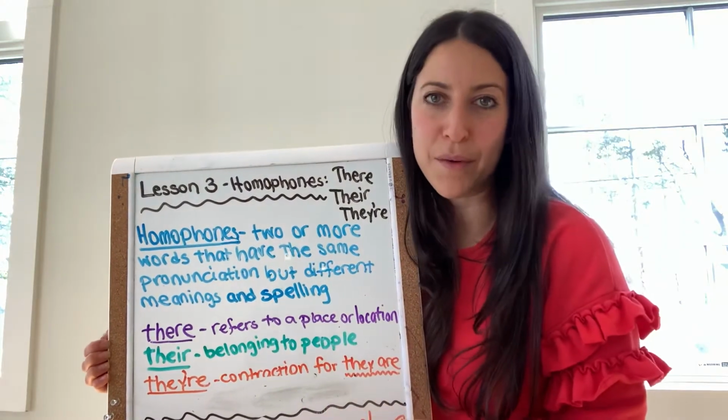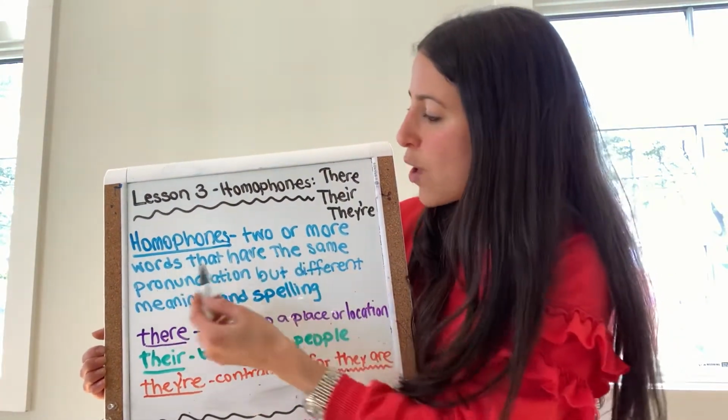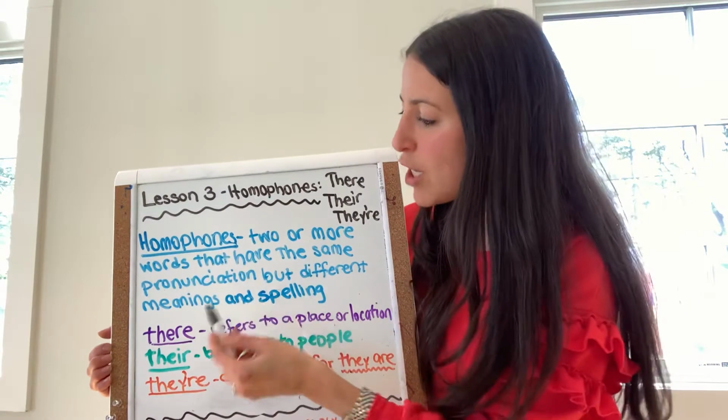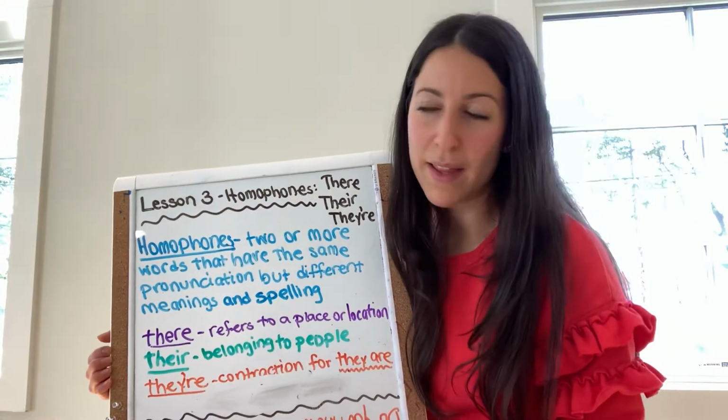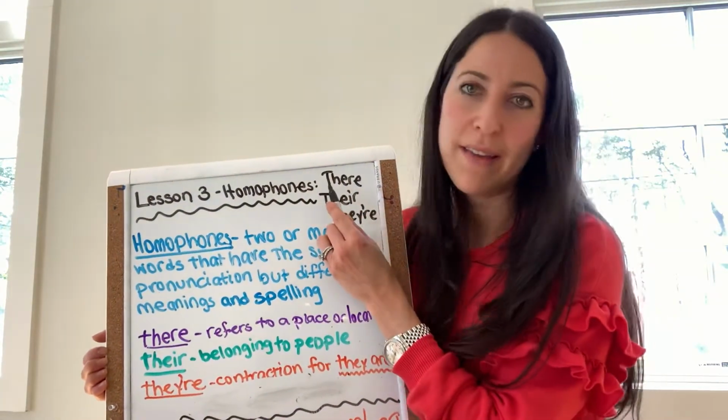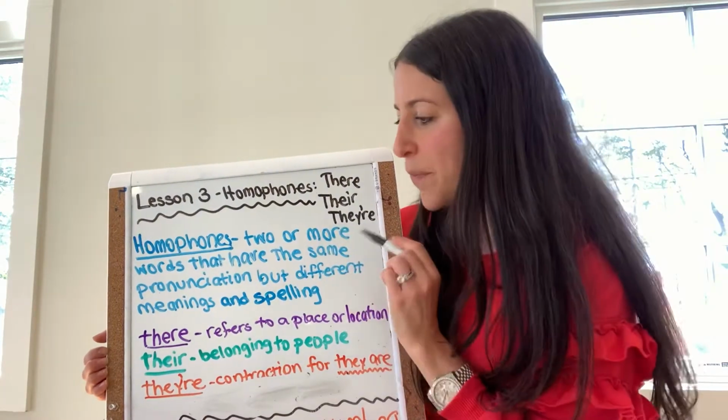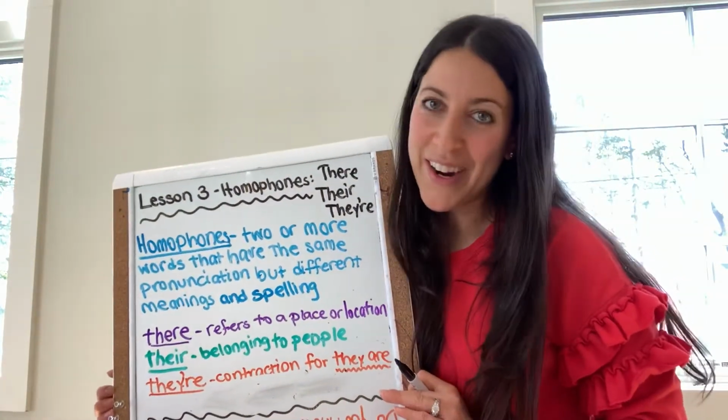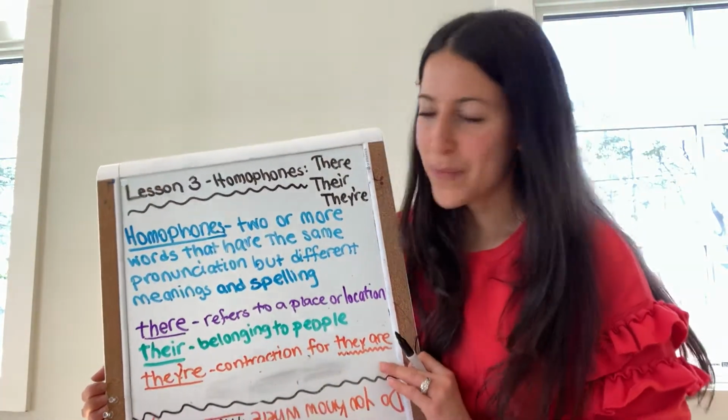What are homophones? Homophones are two or more words that have the same pronunciation but different meanings and usually different spellings. The ones that I want to focus on today are there, their, and they're. Let's take a look at each there and see when we use each one.